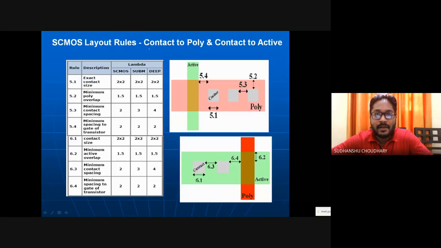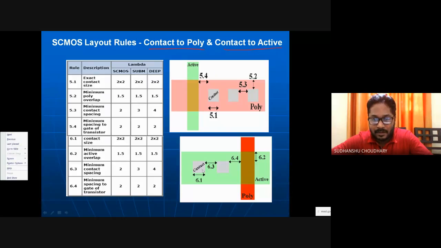Then similarly, we have a rule for contact to poly and contact to active region. For example, here I have a contact in the active region. The dimension of this contact is 2 lambda by 2 lambda.